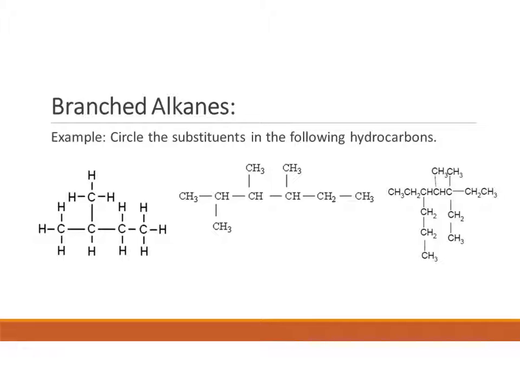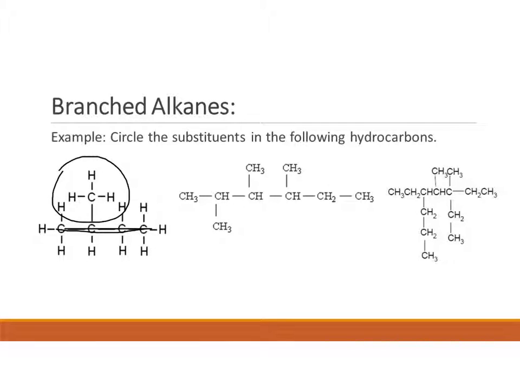The first thing you really need to do is identify the longest carbon chain. It's not always going to be a straight line. So find the longest carbon chain. In our first example, our longest carbon chain is right along those 4 carbons here. So the substituent is the branch off of the parent chain, the longest carbon chain. So here is our substituent for the first example.